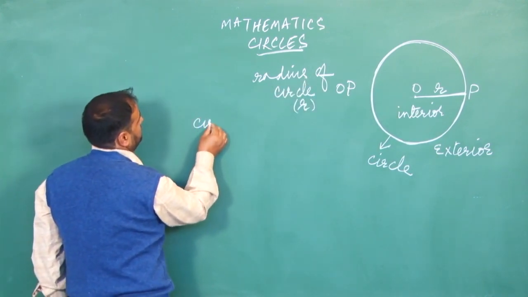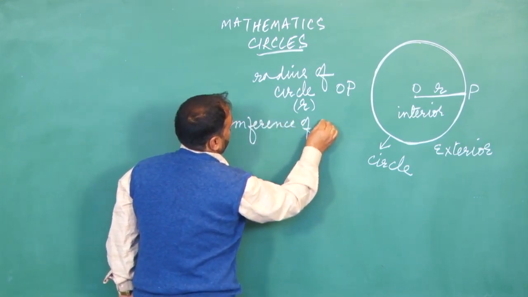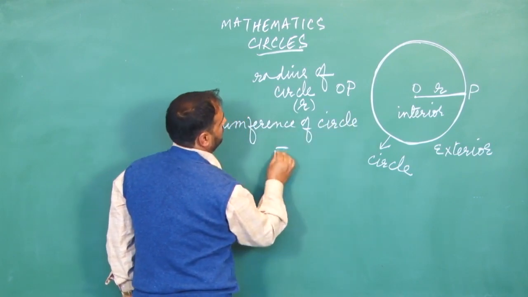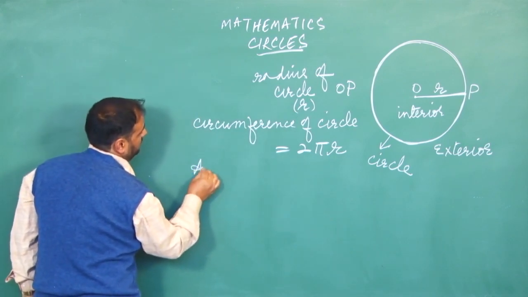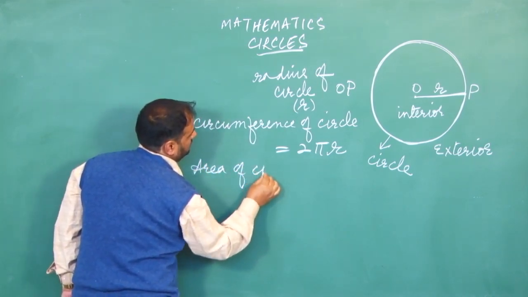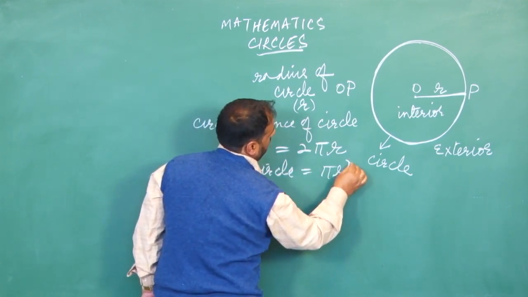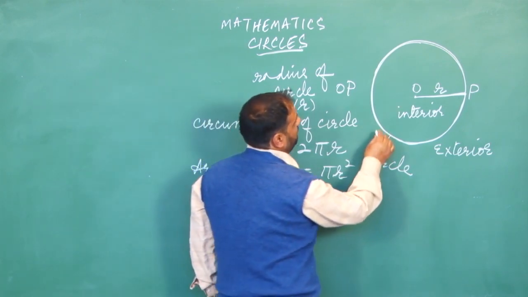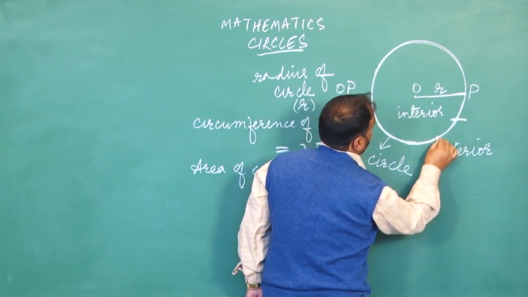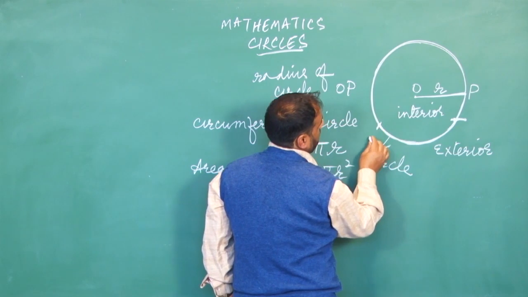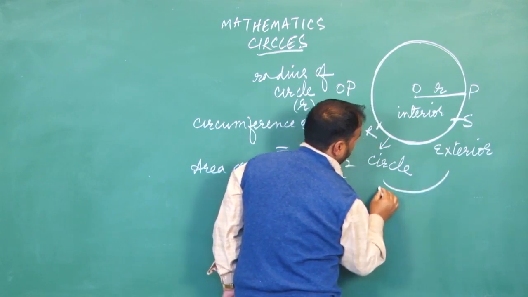Now, if you want to find the circumference of a circle, you can calculate it by using the relation 2 pi r. And if you want to find the area of a circle, you can find it by the relation pi r square. Now, if we take a part of the circumference, suppose we take this part of the circumference, this is called the arc of the circle. Denoting it by R and S, the part of the circumference is called the arc of the circle.